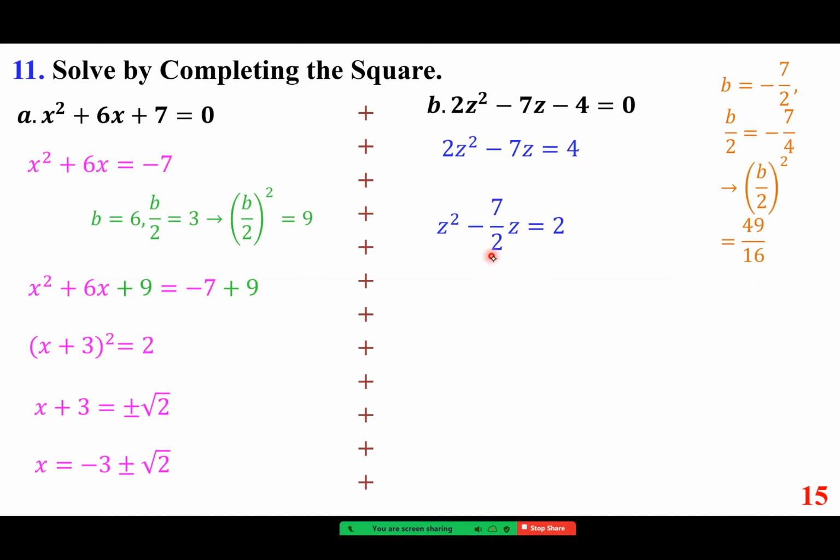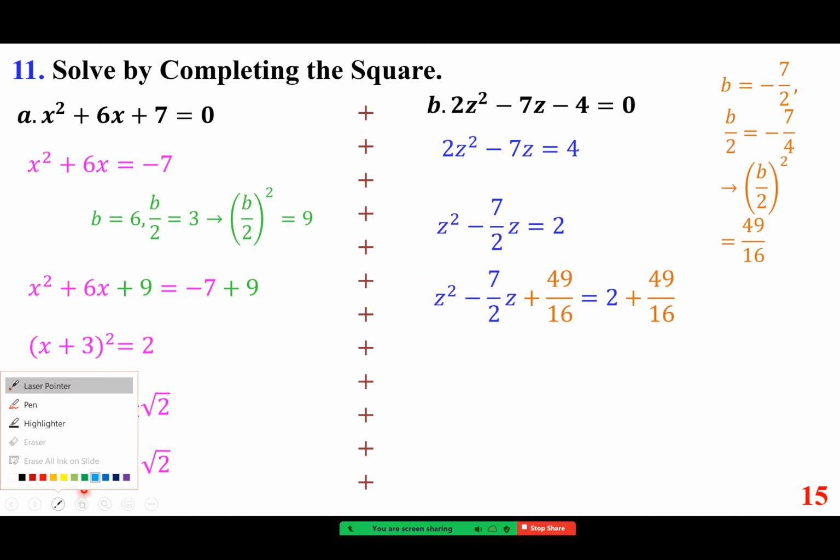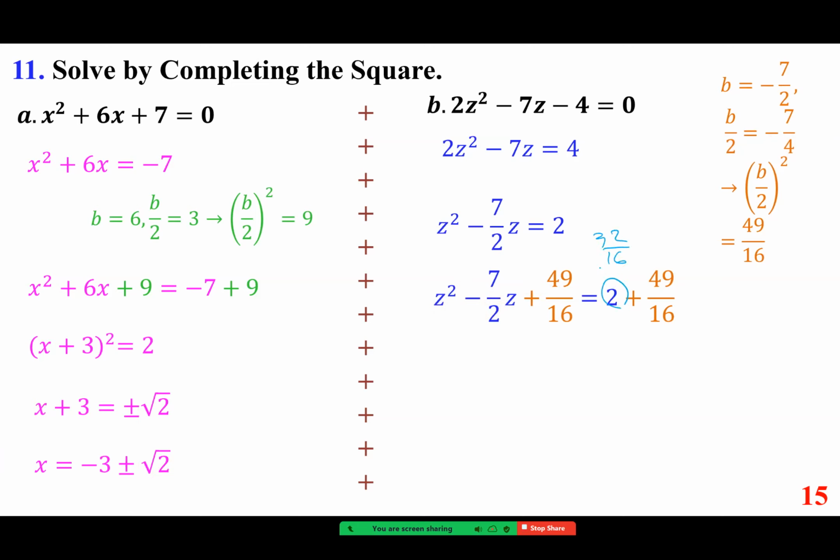Now add both sides. Now again, what is the left side? You don't have to think about it. Whatever the variable is and whatever the b over 2. B over 2 happens to have a negative sign, so that's the left side. The right side, 2 is 32 over 16. Why 32 over 16? Because I see the denominator is 16. So the right side is 81 over 16.